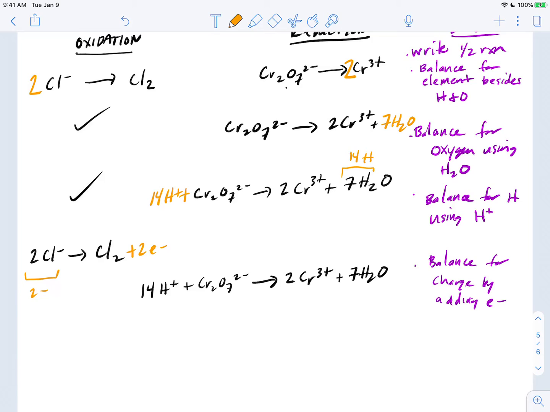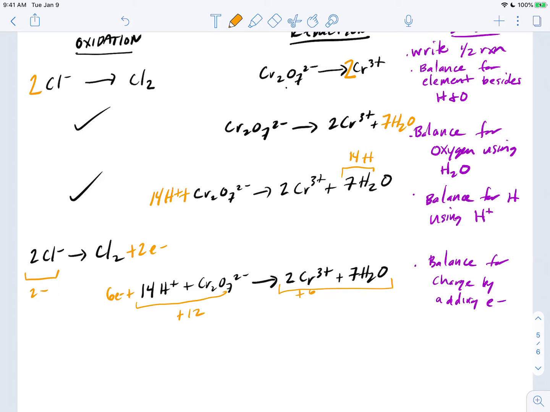Okay, so we look here. I have 2. That's plus 6 for chromium, and so that's the only charge. That's plus 6 on this side. This side I have plus 14, and then we have 2 minus. So on this side it's plus 12. And so I need to add 6 electrons to this side. Let's do a little bit better with that. 6 electrons plus. And that's going to give us balance for charge.